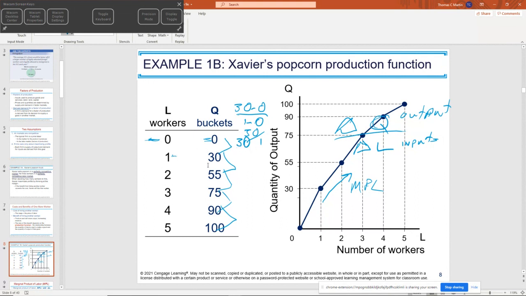So we got a marginal product of 30 for the first, and then 55 minus 30 is going to be 25. 75 minus 55 is going to be 20. 90 is 15, and 100 minus 90 is 10. So our marginal product of labor is sloping downward. Now our total product of labor is going upward, but what we're receiving from each additional worker is diminishing.